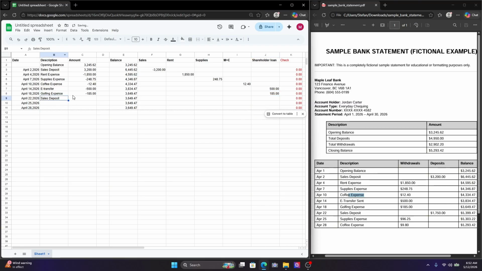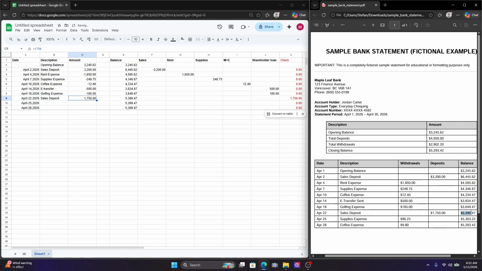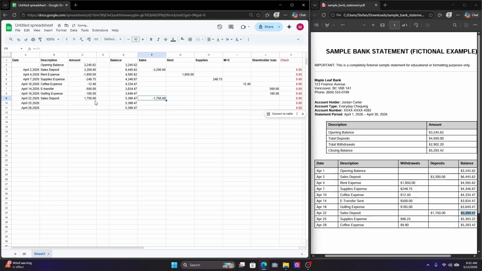We have another sales deposit. So our number is not going to be negative. It's going to be positive. Our amount went up. We're just checking to make sure the balance is the same, $5,399.47. No mistakes there. It'll be negative of the $1,750. Makes sense so far. The check is at 0, so everything is correct so far.